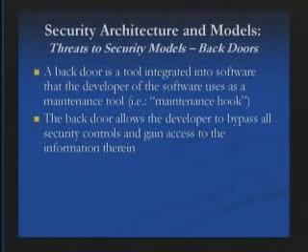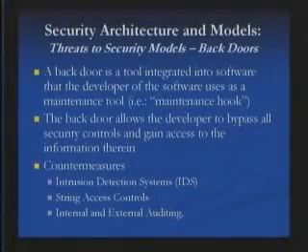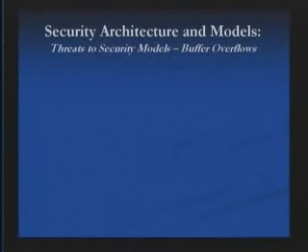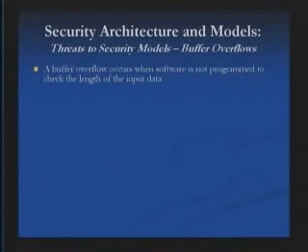They think this is a way to improve their efficiency, but it becomes an institutional way to compromise the integrity of the system. Okay, countermeasures to these sorts of things are intrusion detection systems, strong access controls, and again, internal and external auditing. Then we talk about buffer overflows. A buffer overflow occurs when software is not programmed to check the length of the input data.